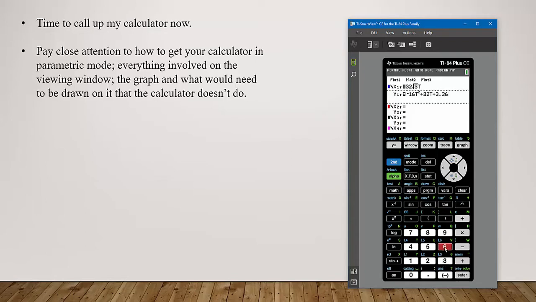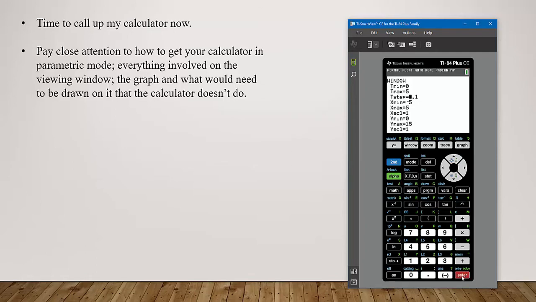All right. So next, I wanted to show you everything about the viewing window. You now have something new in your viewing window. You have a t-min, a t-max, and a t-step. I'm going to make my t-min 0 since my parameter t here is representing time. A negative value of t would imply time travel. I can't do that yet. I'm going to make my t-max 5.